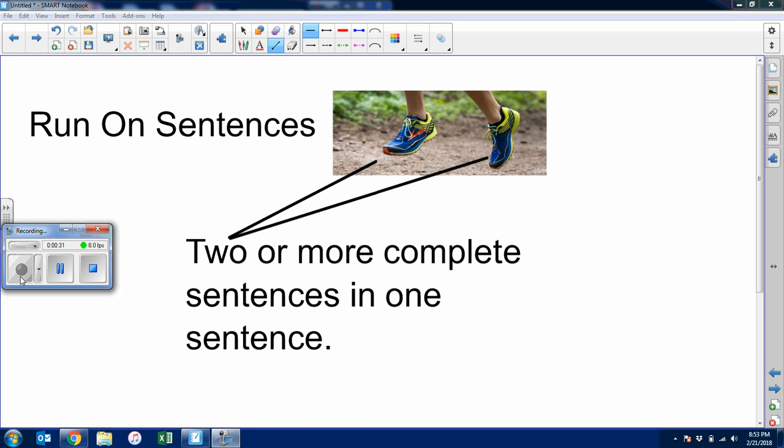Our first type of sentence is called a run-on sentence. A run-on sentence is when you have two or more complete sentences in one sentence. I want you to look at the runner here. Notice how a runner has two legs. In this case, the runner has two legs, and we need to remember that two or more complete sentences in one sentence makes a run-on sentence.